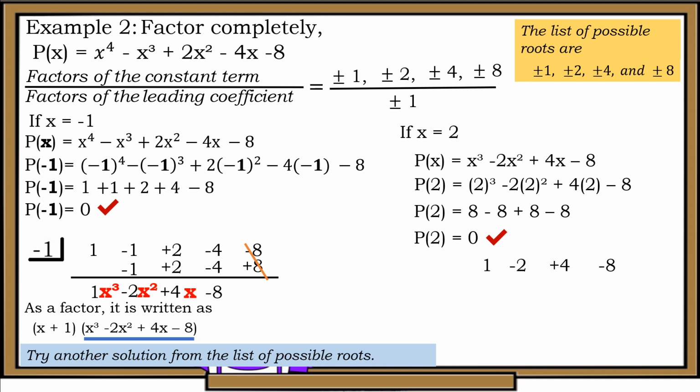Isulat natin yung numerical coefficient ng bawat terms. 1, negative 2, positive 4, negative 8. Ang ating divisor ay 2. Bring down 1, then you multiply 1 times 2, 2. Negative 2 plus 2, 0. 0 times 2, 0. Then you add 4 plus 0, 4. 4 times 2 is positive 8. Negative 8 plus 8, we have 0.